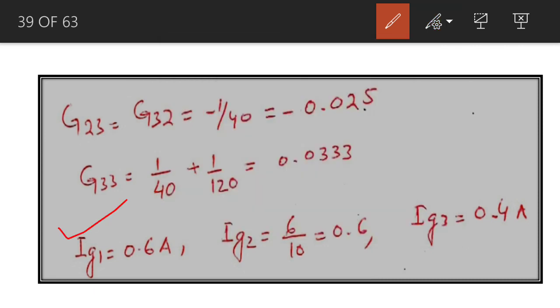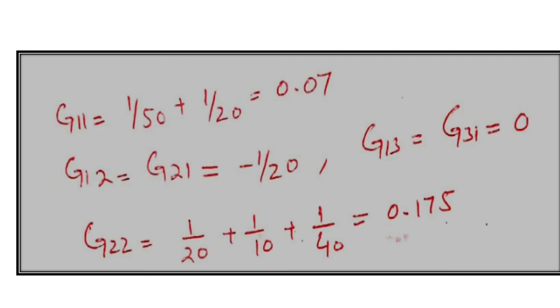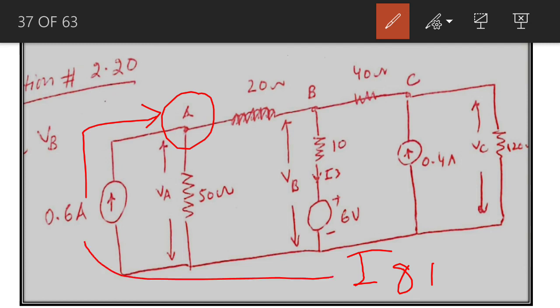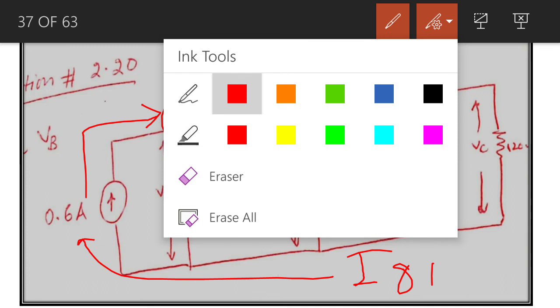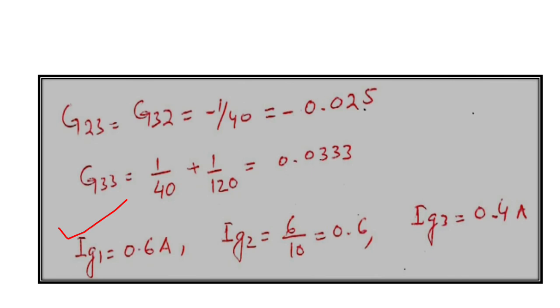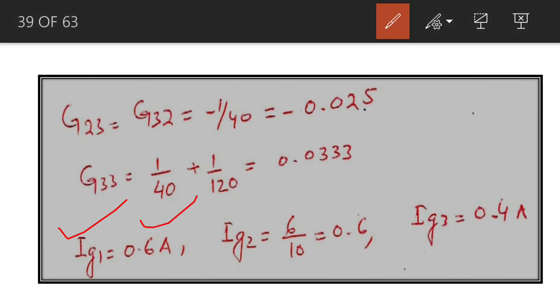For the calculation of Ig1, we consider the source which has been connected to the first node. So here is the first node, and this current source has been connected to the first node, and the current of this current source is moving towards the first node. So this current will be positive. So Ig1 will be 0.6 ampere. We know the value of Ig1 now. Let us consider Ig1. You see Ig1 is 0.6 ampere.